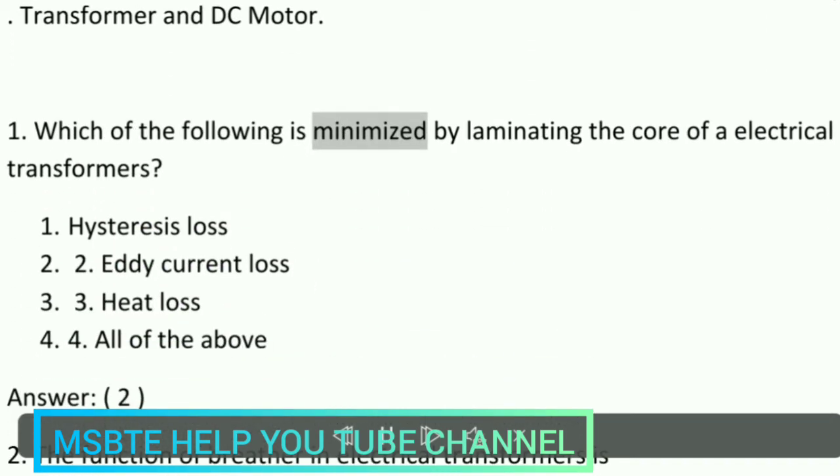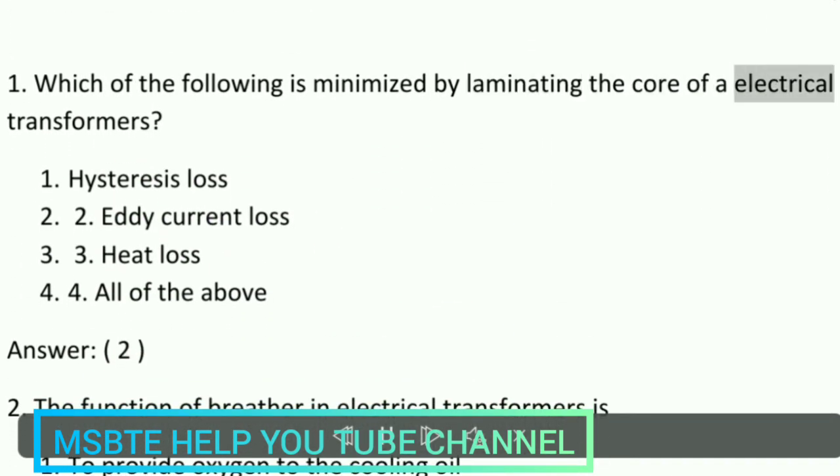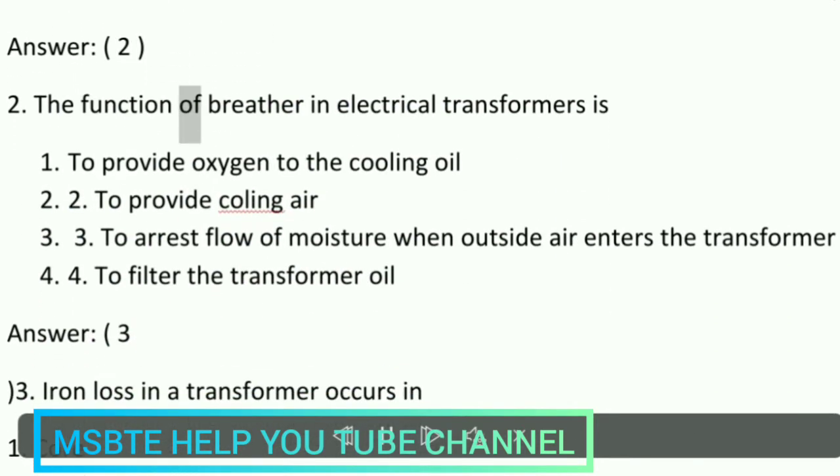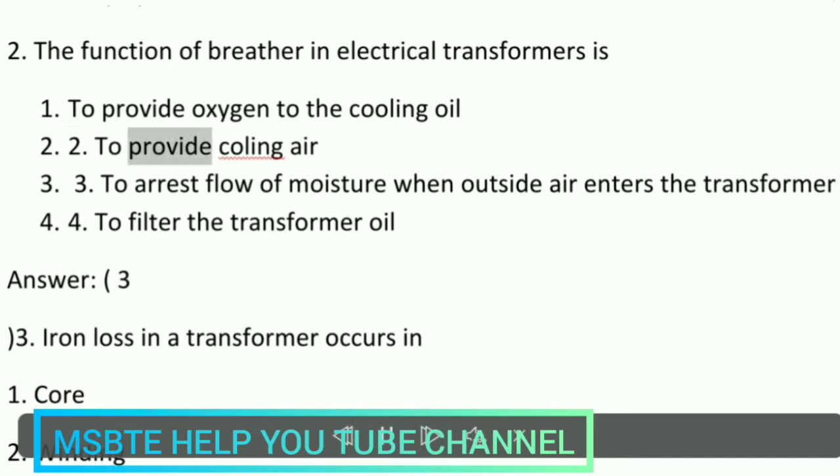1. Which of the following is minimized by laminating the core of electrical transformers? 1. Hysteresis loss. 2. Eddy current loss. 3. Heat loss. 4. All of the above. Answer: 2. 2. The function of the breather in electrical transformers is: 1. To provide oxygen to the cooling oil. 2. To provide cooling air. 3. To arrest flow of moisture when outside air enters the transformer. 4. To filter the transformer oil.